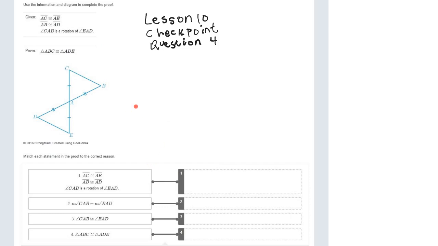So that's the given, the proof part, the image part. Now let's go down to the actual table. The instructions are to match each statement in the proof to the correct reason. Well, we can add some labeling here that they have not given us, because we want to make this more user-friendly.